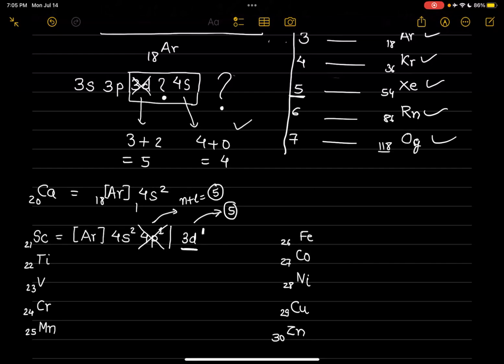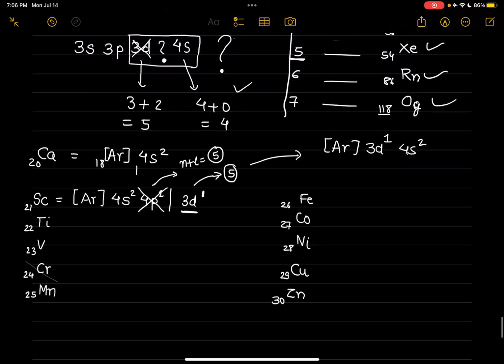Yes, sir. So what is the electronic configuration of scandium? I will write argon, but the 3d is an inner subshell. It is filled after 4s, but it is inner actually, from the third shell. So I should write it like this. The d subshell of the third shell starts filling after the 4s. Is it clear or not? Yes, sir. Because it is inner, I have written it inside. Then everything will be okay for titanium, vanadium.